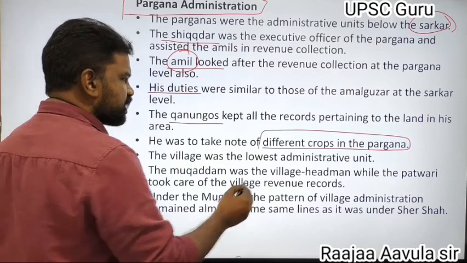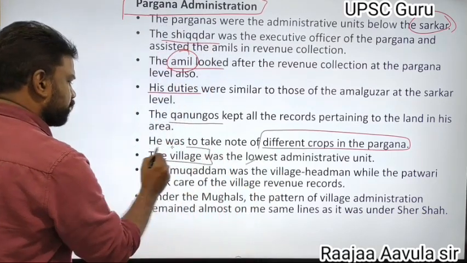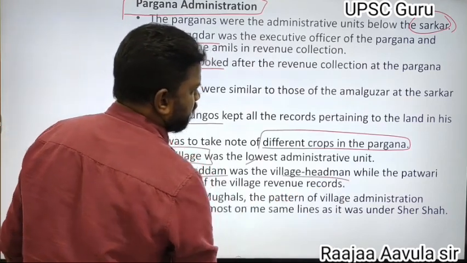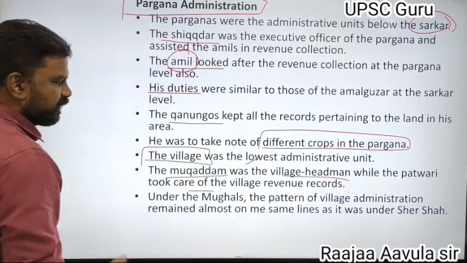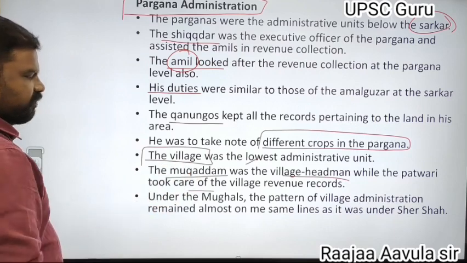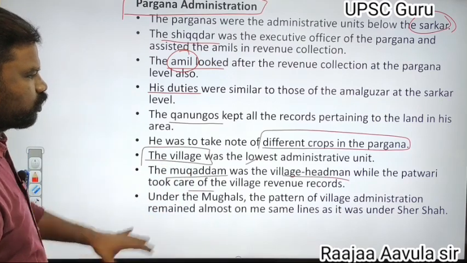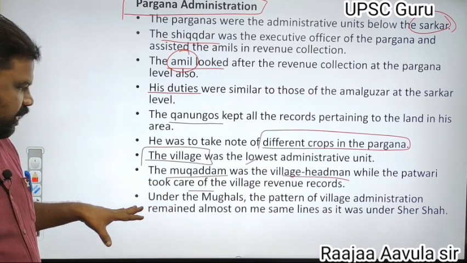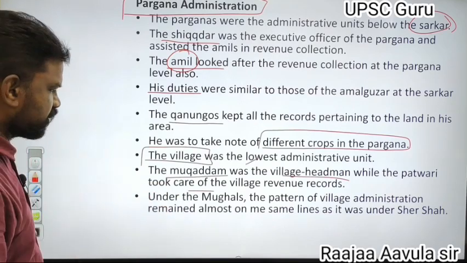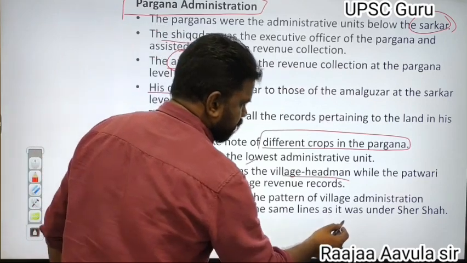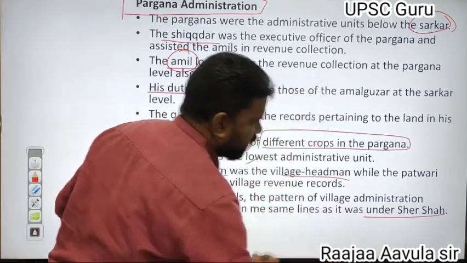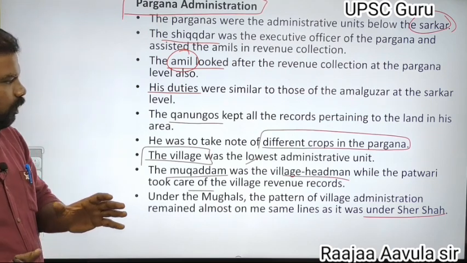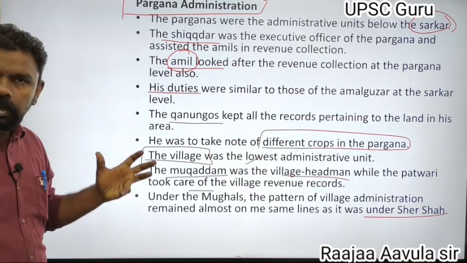The village was the lowest administrative unit. Coming to the village: Mukuddam was the village headman. Patwari was to take care of the village revenue records. Under the Mughals, the pattern of the village administrative system remained almost along the same lines as under Sher Shah. The Sher Shah village administrative system and the Mughal administrative system were almost the same.